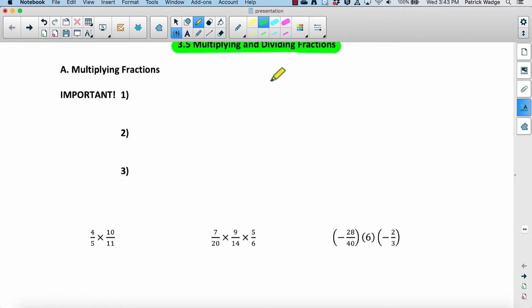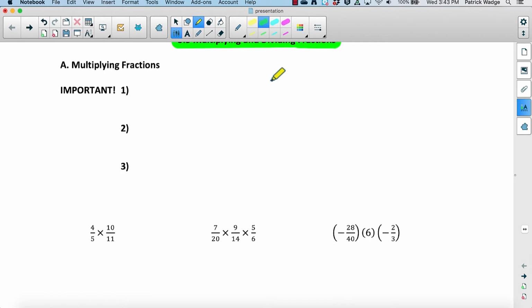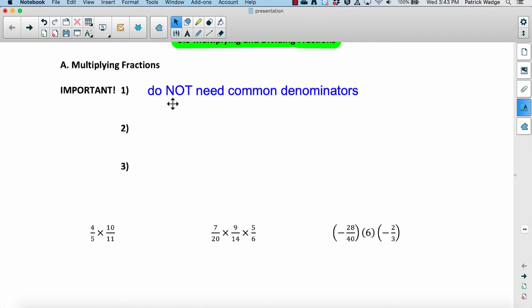So we're going to start with multiplying fractions here. I got 3 important points for you. The first point is, do not get common denominators. You don't need to. If you have common denominators, great. It's fine. But you don't have to waste time trying to find a common denominator. You know what I'm talking about?